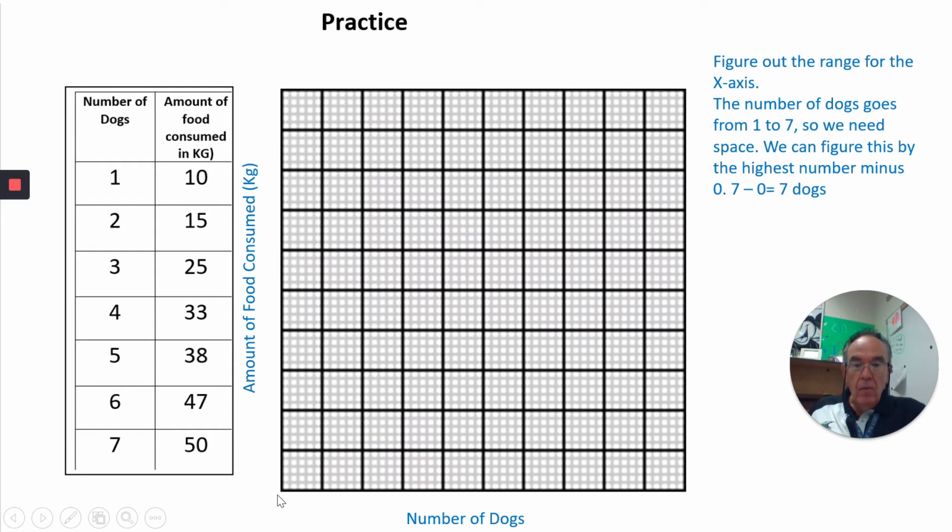We don't want to just go 2, 4, 6, 8. Well, all 7 dogs will fit down in this corner, but we're only using a small section of the graph. So we're going to see that the number of dogs goes from 1 to 7. This one's easy, but if we have some complicated data, we can figure this out by the highest number minus 0. So the highest number is 7 minus 0. That means there's 7 dogs that we need to fit on this graph.